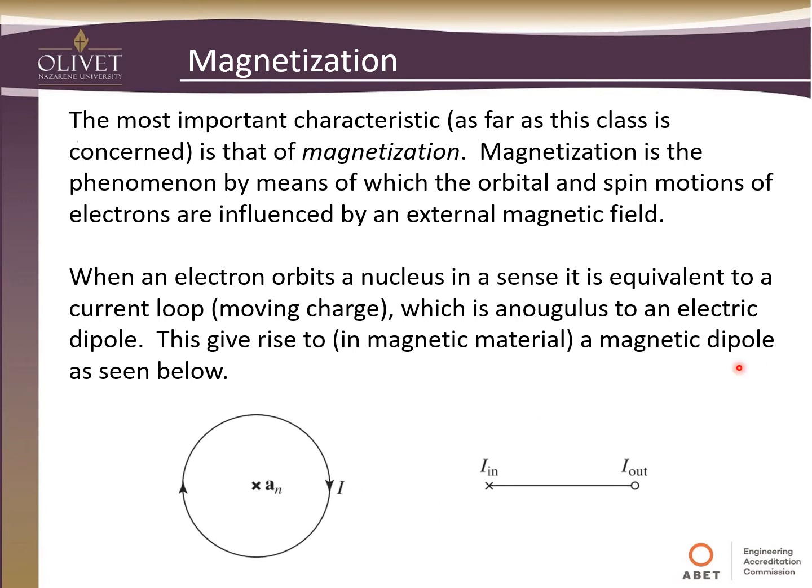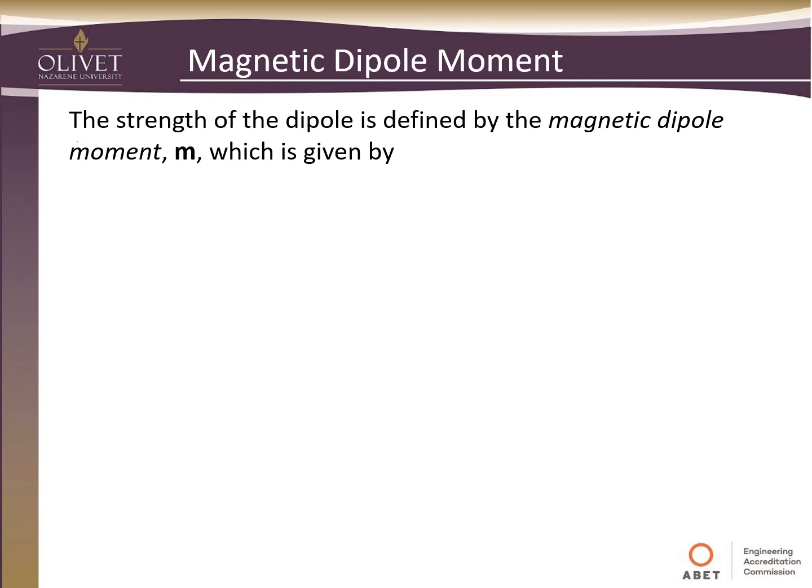So if we have this nucleus and have the direction in and out of the sheet, we have this charge traveling around it. Well, this, of course, is a current loop. So according to Maxwell's equations, we should have some corresponding magnetic response to that. So the strength of the dipole then of this molecule is defined by the magnetic dipole moment, or lowercase m. This is given by this equation here, where we've got the area, and we have the current, and then we have that direction vector.